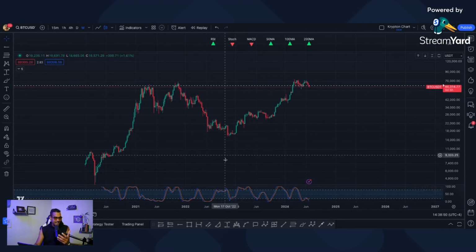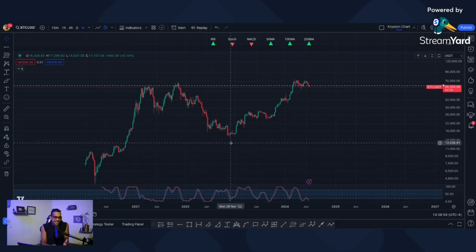Now, if we look at this example, this is the Bitcoin chart we have right here. We're going to look at this current Bitcoin cycle that we're in, and very powerful. So if we look right here, we can see we are below the line. All right, we can see right here.